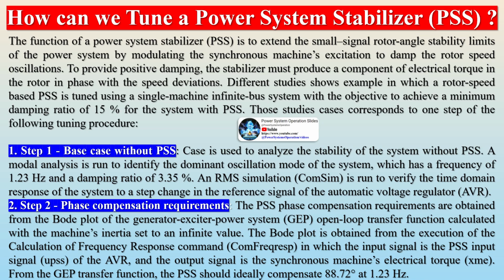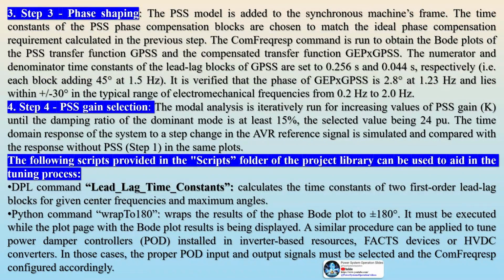A similar procedure can be applied to tune power oscillation damper controllers, POD, installed in inverter-based resources, FACTS devices, or HVDC converters. In those cases, the proper POD input and output signals must be selected and the ComFreCresp configured accordingly. Here are the steps involved in tuning a PSS.